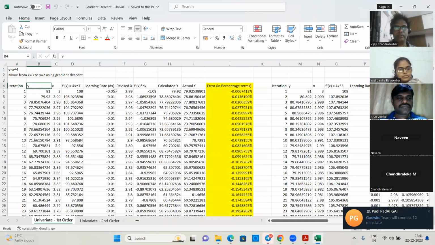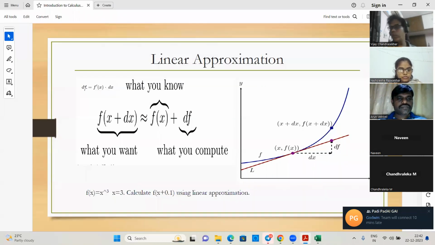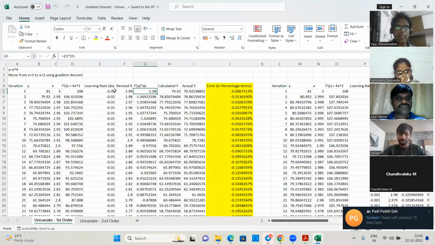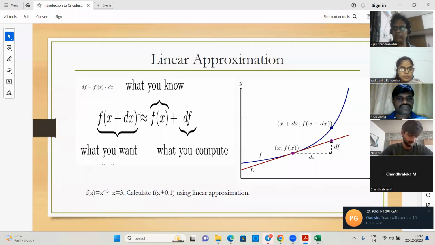So I start at this point where x equal to 3. I figure out f dash of x. Let's go to this again. We know what is df. What is df? F dash of x multiplied by dx. So I have a learning rate. I'll come to the revised x a little later. F dash of x multiplied by dx is basically the product of 108 multiplied by negative 0.01. Now we know that.